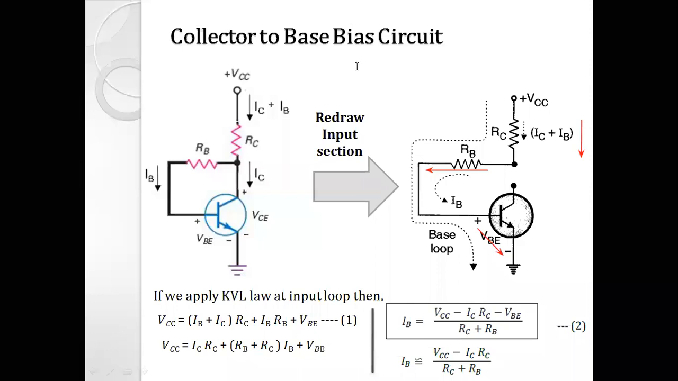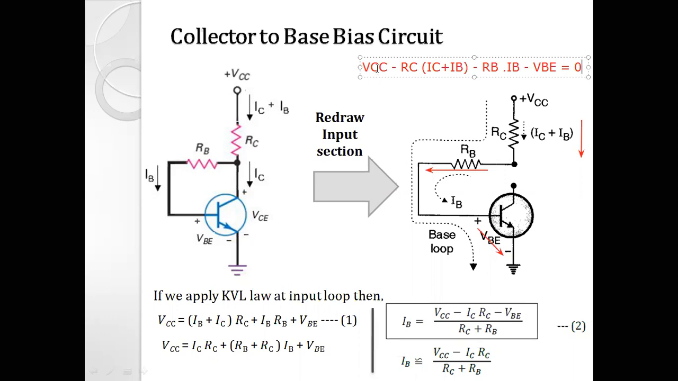So when we apply the loop, the equation becomes VCC minus the drop across RC, that is RC into (IC plus IB), then the drop across RB because of base current IB, that is minus RB into IB, and from positive to negative across the base-emitter junction, the voltage drop is VBE, that is equal to 0. So that is what we get when we apply the KVL at this input side, right?